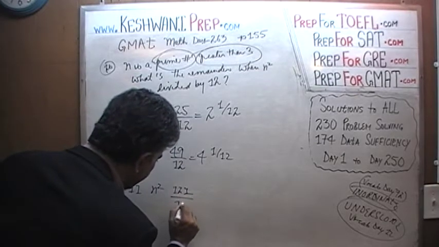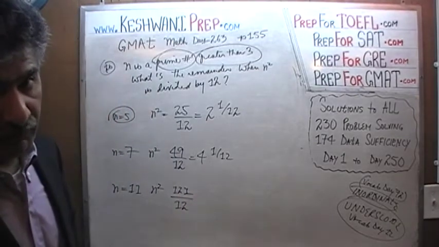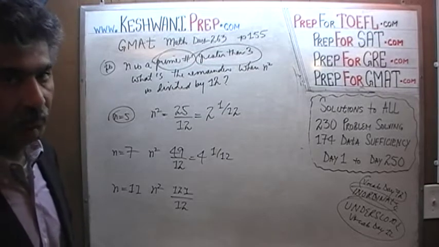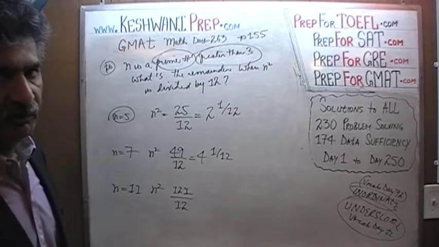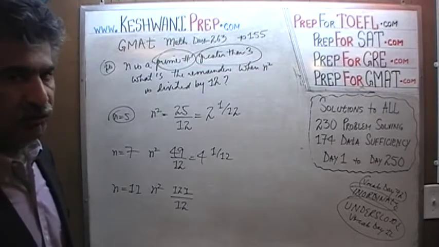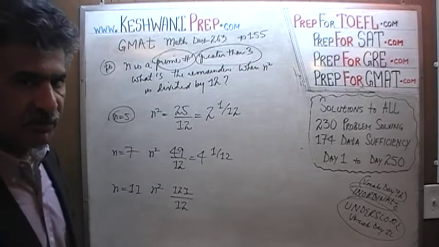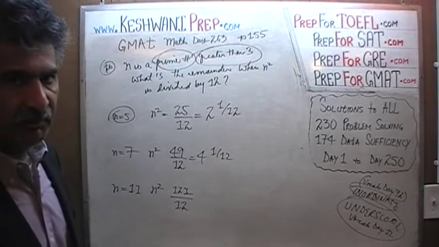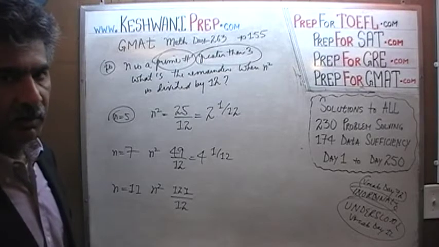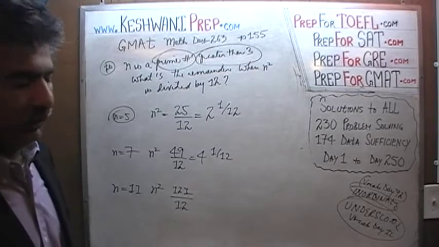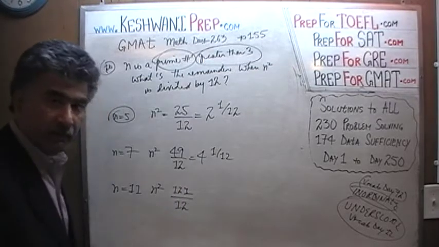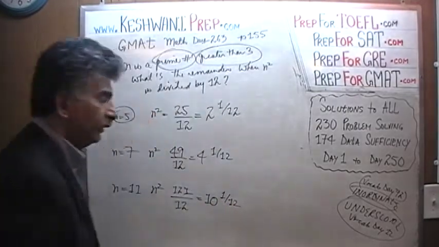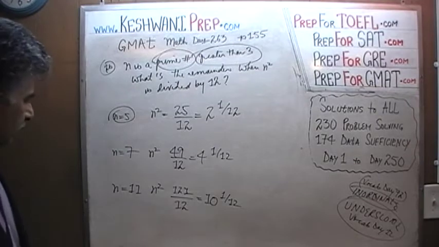And if you divide by 12, as I said, the answer is not going to change. The remainder is always going to be 1 when you divide n squared by 12, n being a prime number more than 3. That's the condition. As long as it's a prime number and as long as it is more than 3, it does not matter which prime number you plug in, your answer will always be 1. For example here, 121 divided by 12, again the remainder is going to be 1. It's going to be 10 and 1/12. And you can keep on going forever and ever, it doesn't matter. We did up to 11.